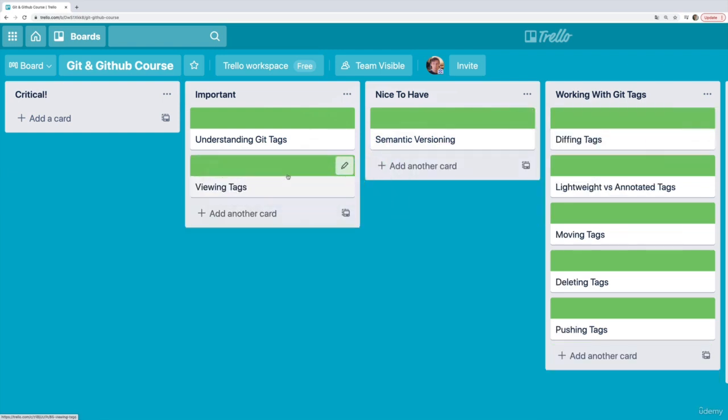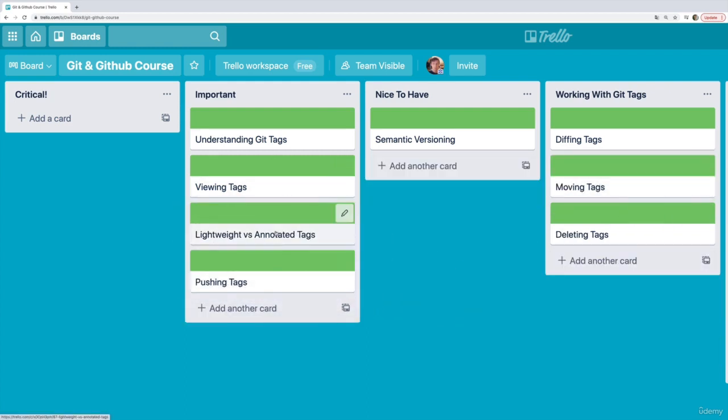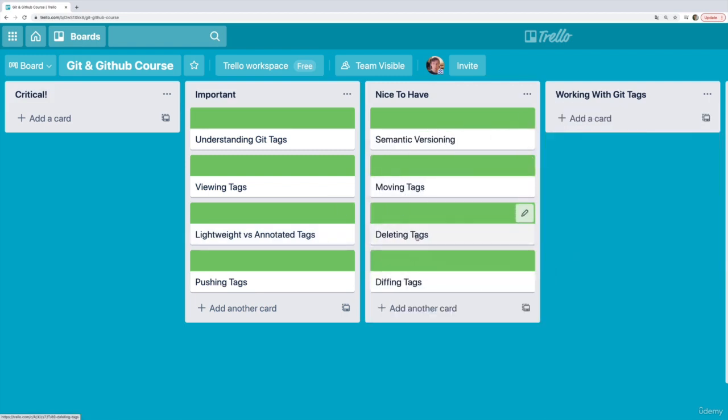I'll say that viewing tags is important. Creating tags, lightweight and annotated tags, is important. And being able to push tags is important. Moving tags, diffing tags, deleting tags, nice to have. I mean, it's all kind of in this gray area between important and nice to have, but nothing, in my opinion, that is critical here.